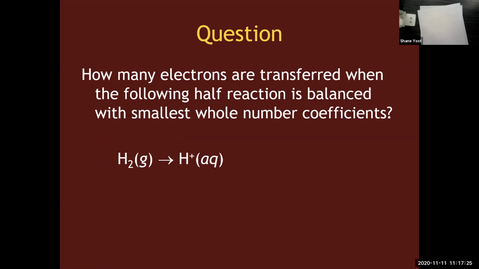All right. So how many electrons are transferred for this half reaction when it is balanced? Small number of whole coefficients. Right, 2 electrons. Balance this. You have 2 H+ being formed. To balance the charge, I have to add 2 electrons. And so this balanced half reaction will be H2 going to 2H+ plus 2e-. So there will be a total of 2 electrons being transferred.